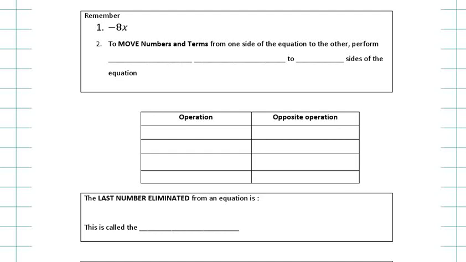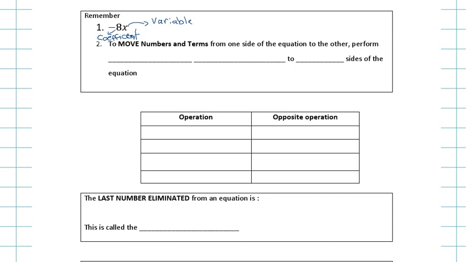Okay, remember we've been talking about solving equations, and an equation is an expression with an equal sign in it, okay? And remember that in a term like this, negative 8x, what do we call this? Do you remember? Coefficient. And this is the variable. Okay? So you're always solving for the variable.